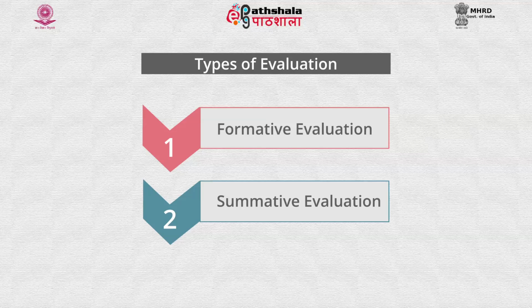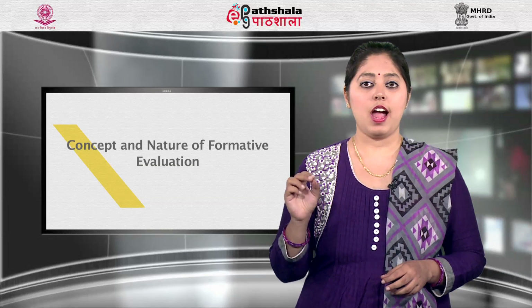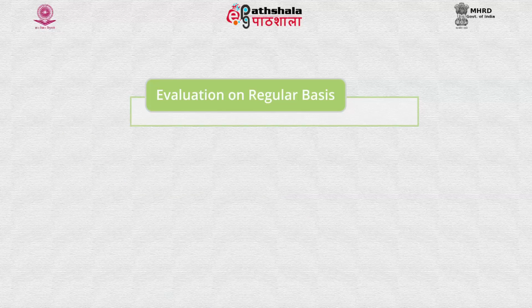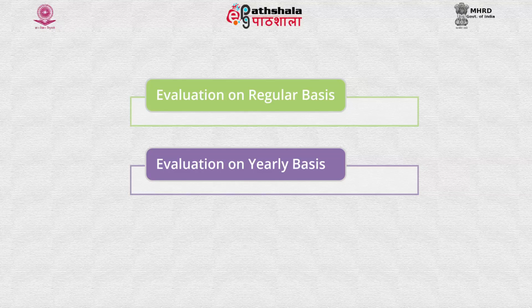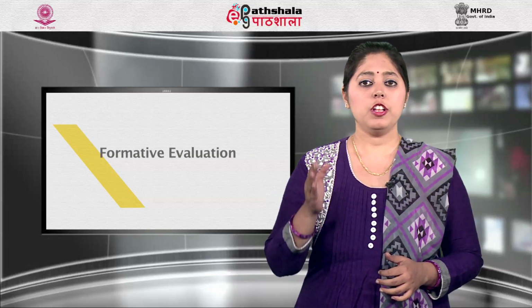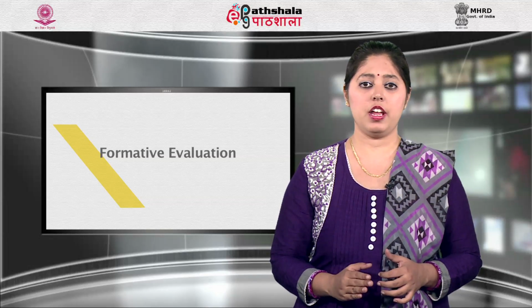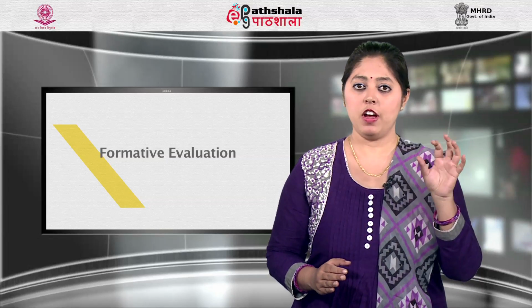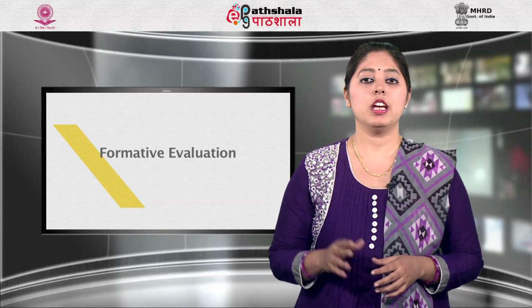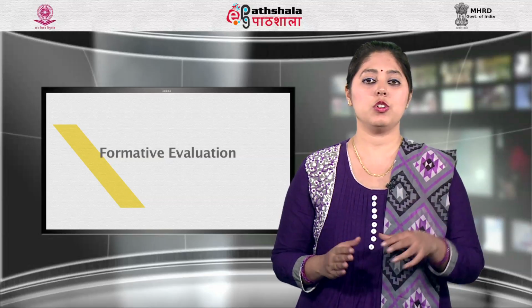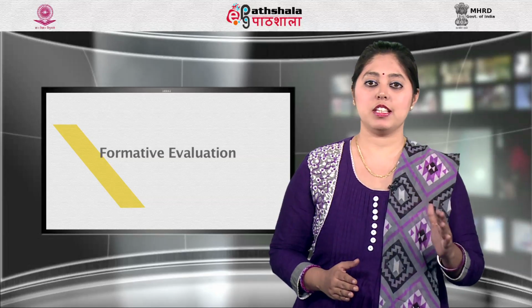Now we will discuss the concept and nature of formative evaluation. In 1967, Michael Scriven used these two terms, formative and summative evaluation, for the first time in the context of curriculum evaluation. He observed that evaluation has two main functions: firstly, to evaluate students on a regular basis, and secondly, once on a yearly basis. So, for the regular assessment of students' learning and to know their level of achievement in their prescribed subject, teachers in schools or other institutions use formative assessment.